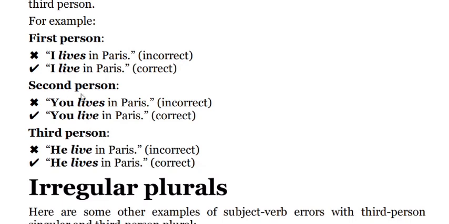Second person, you lives in Paris. Incorrect. You live in Paris. We do not use S for you in second person. Now third person. He live in Paris is incorrect because we will use S with he, because it represents a third person. He lives in Paris. It is a correct example.